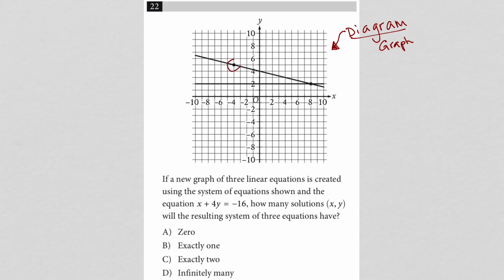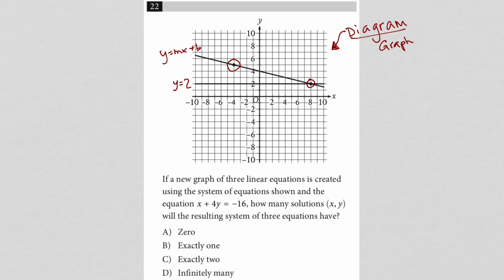We have the point -4, 5. We have this point here, 8, 2, that looks like a solution to those two lines because that's where those two lines intersect. We have the line y equals 2 here, and I'm sure I can figure out the y equals mx plus b version of this line here if I needed it, but I'm going to read just to make sure I don't waste time.